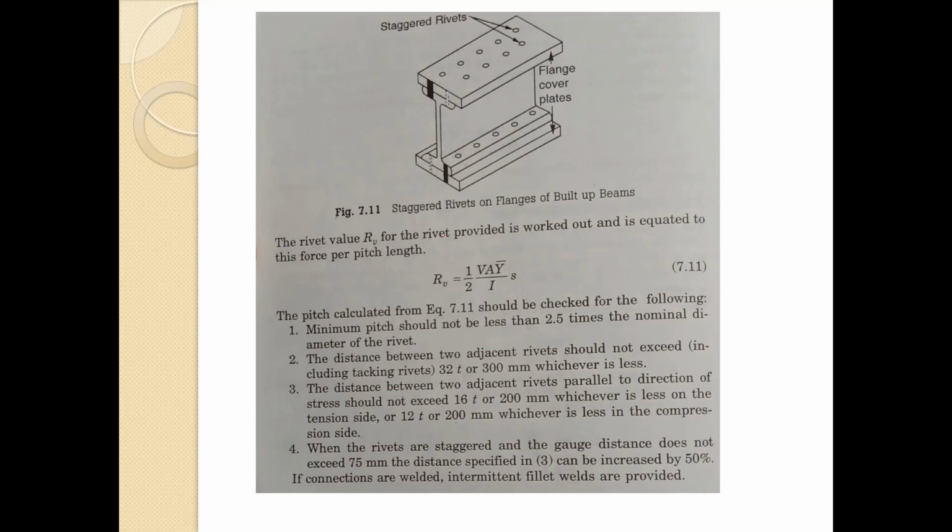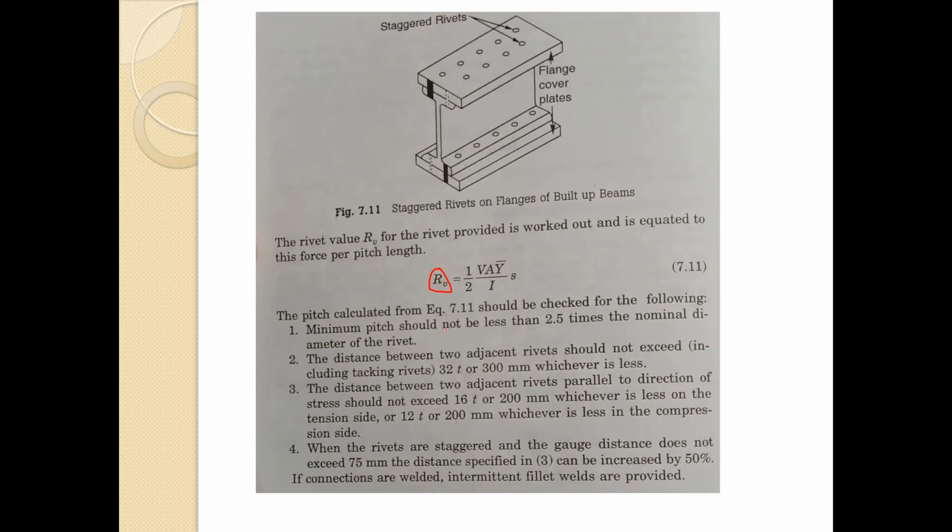Then the rivet value for the rivet provided is worked out and is equated to this force per pitch length. We know how to calculate the rivet value. It is the minimum of the strength in bearing and the strength in shear. Now the pitch calculated by this particular equation will be checked for the following.